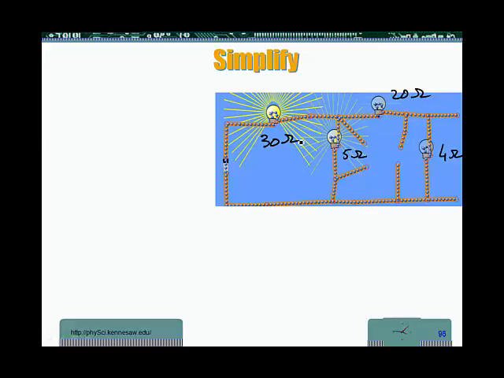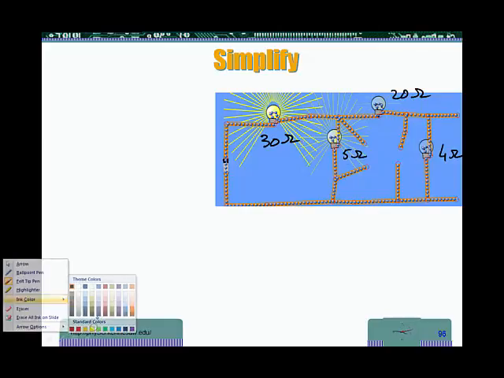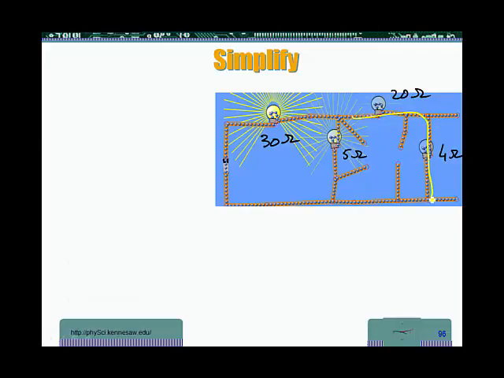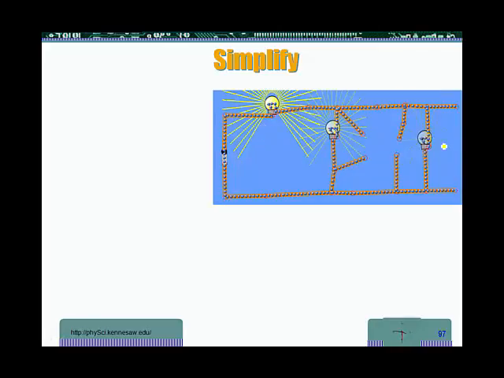Okay, now what do we have? These two are now in the same branch, so we can combine them. We combine them, they are in series, so it's 24 ohms. So we have here 24 ohms. Remember, this is 5 ohms, and that's 30 ohms. Now look what we have.